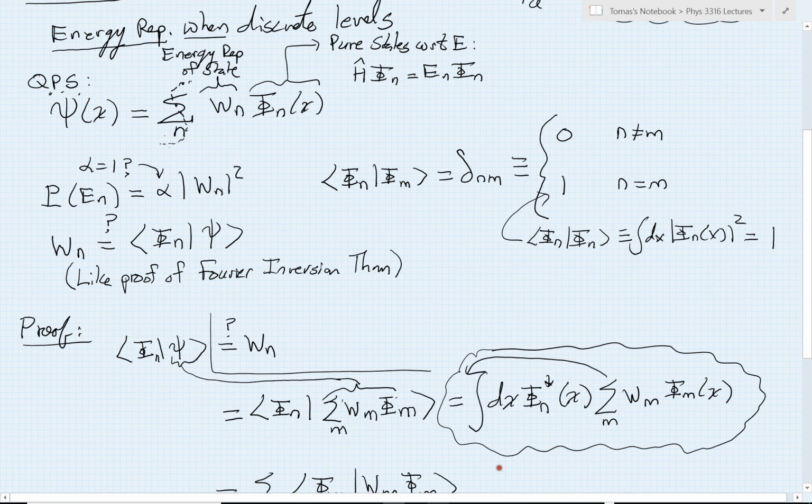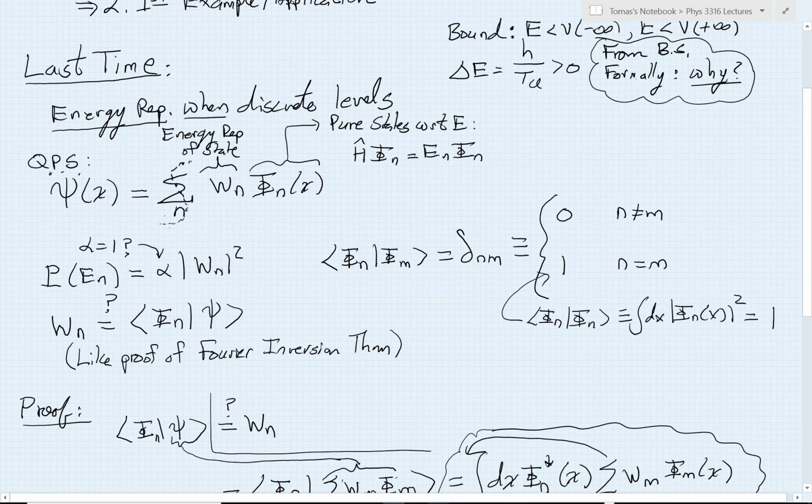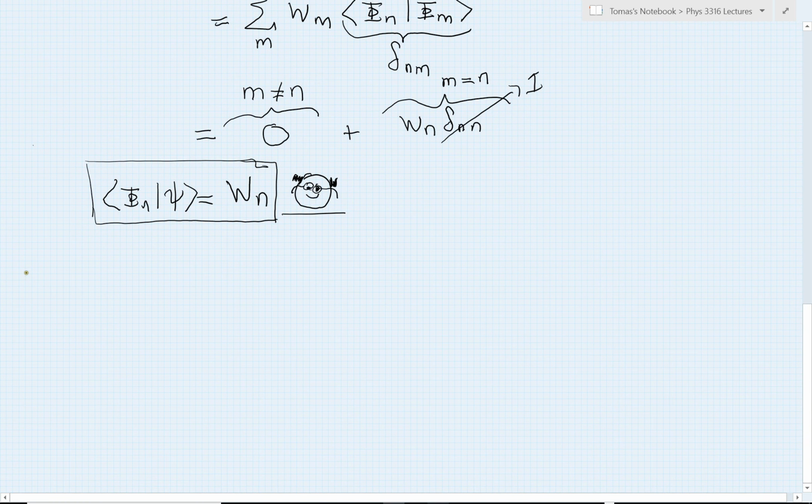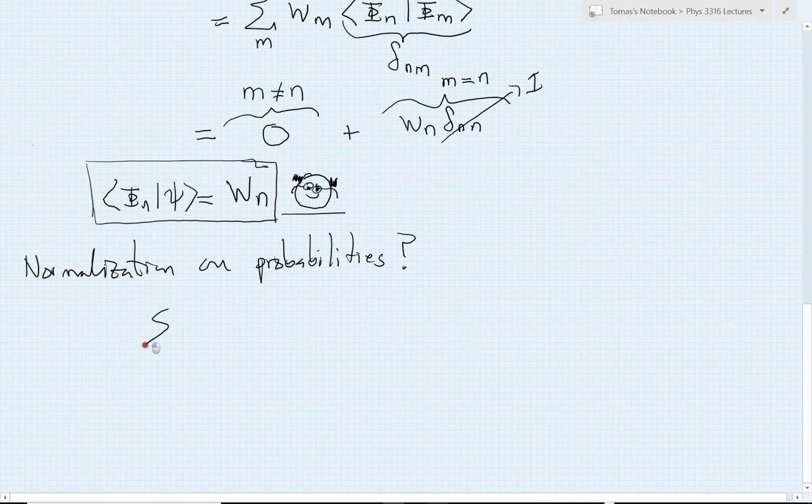Next, now that we know how to extract these W's, I think we are ready to address the question of how they link to the probabilities, and in particular, whether or not we really need to have an alpha in here. The way we are going to do this is to use our knowledge of how to construct the W's. So the question here is, what is the normalization on the probabilities?